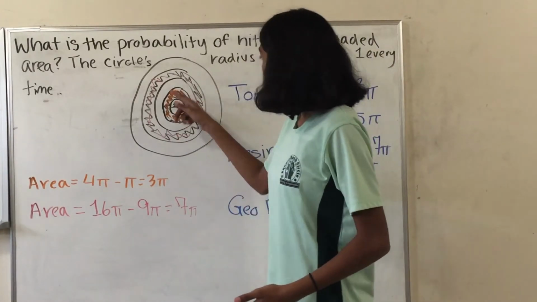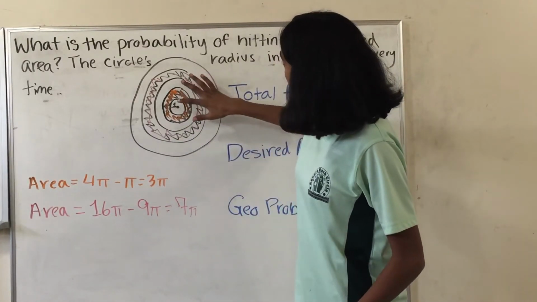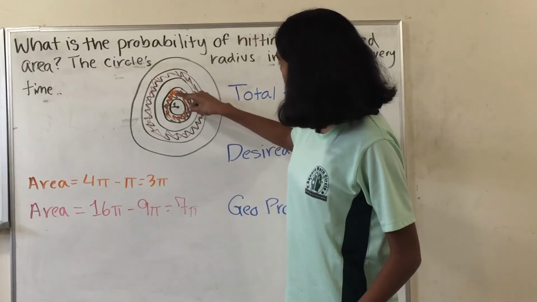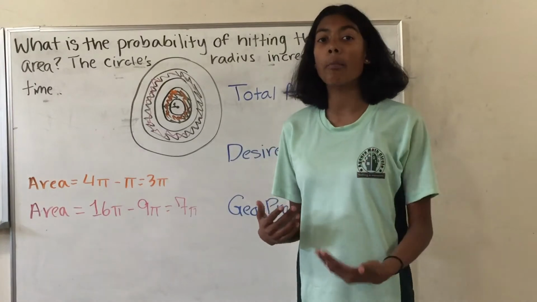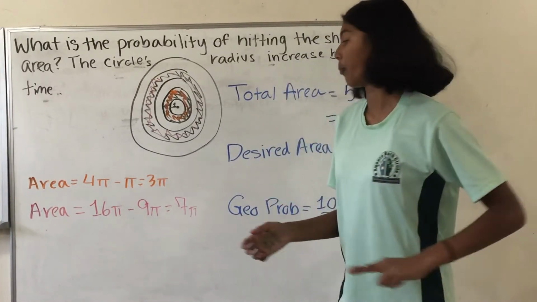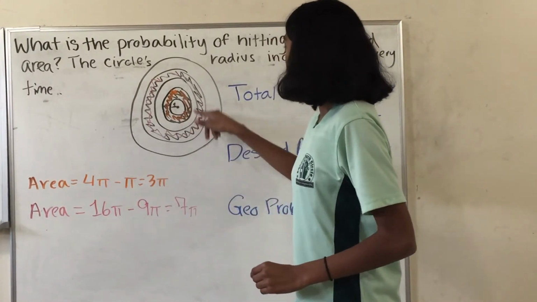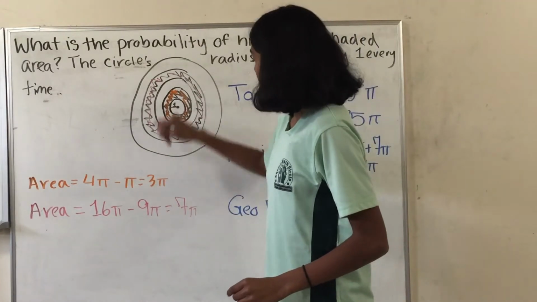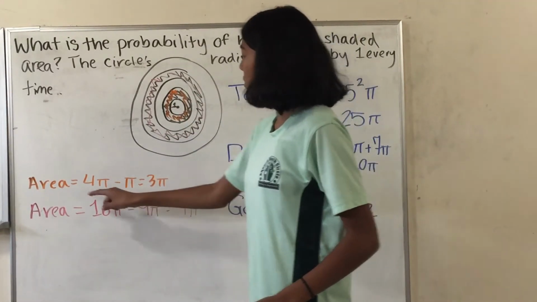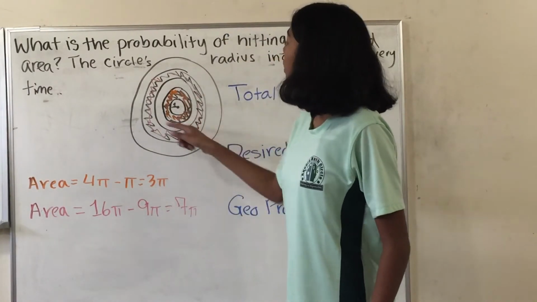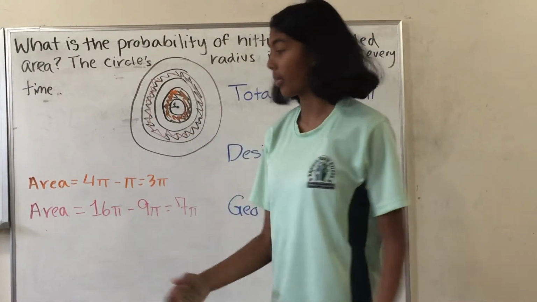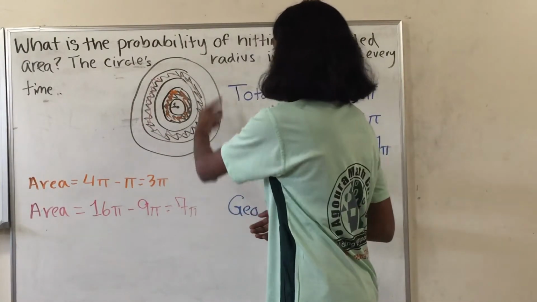So our orange one is going to be the difference between this second circle and this first circle. The area of our second circle is going to be 4 pi because the radius is 2. And our smaller circle's area is going to be pi. So subtracting, we have 4 pi minus pi, which is 3 pi, which is the area of this orange shaded area.